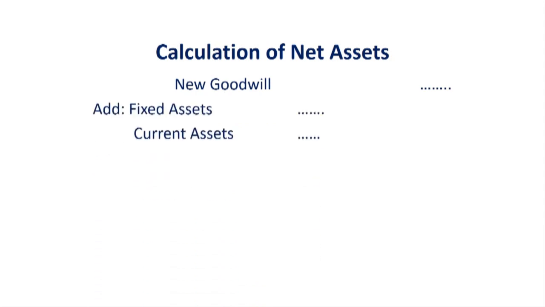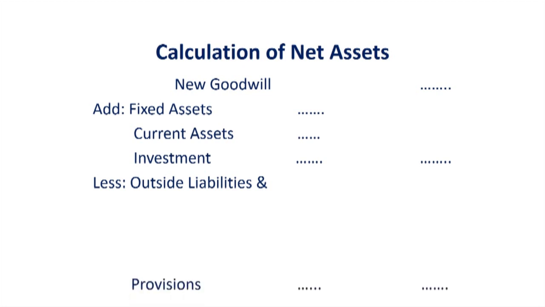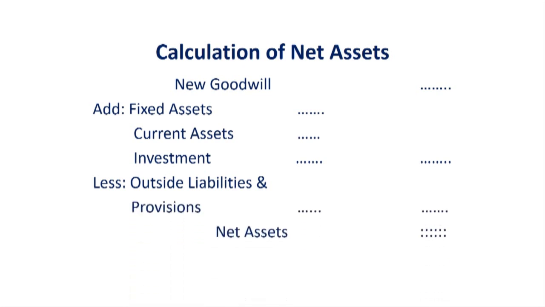Calculation of net assets. First, we calculate the value of goodwill of the firm, and add fixed assets, current assets and investment. The fixed assets and current assets are revalued at current value, less outside liabilities and provision. Then we will get the net assets of the company. After that, value per share.